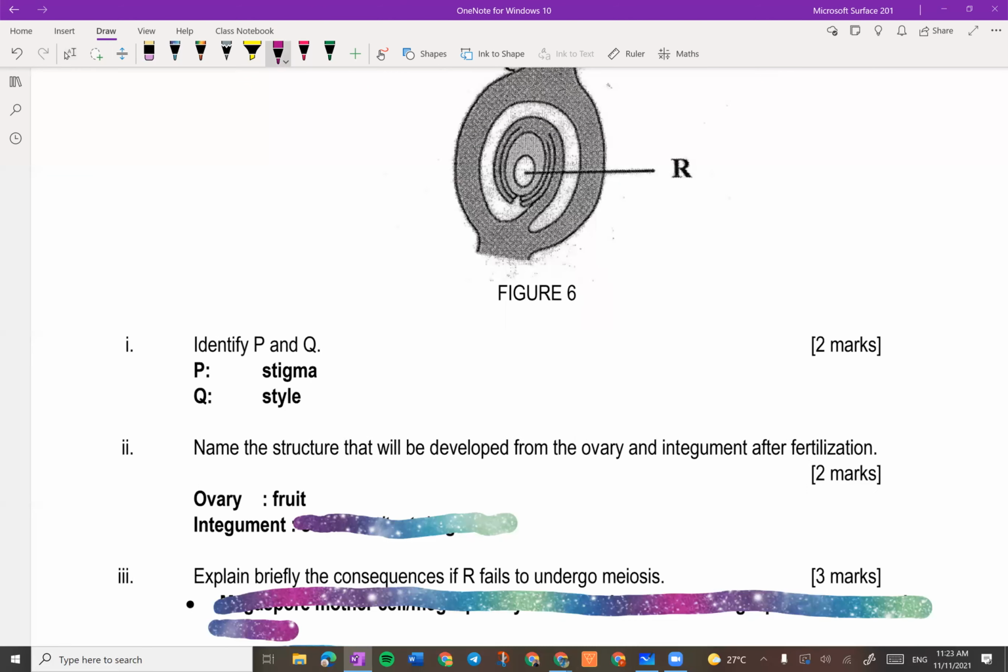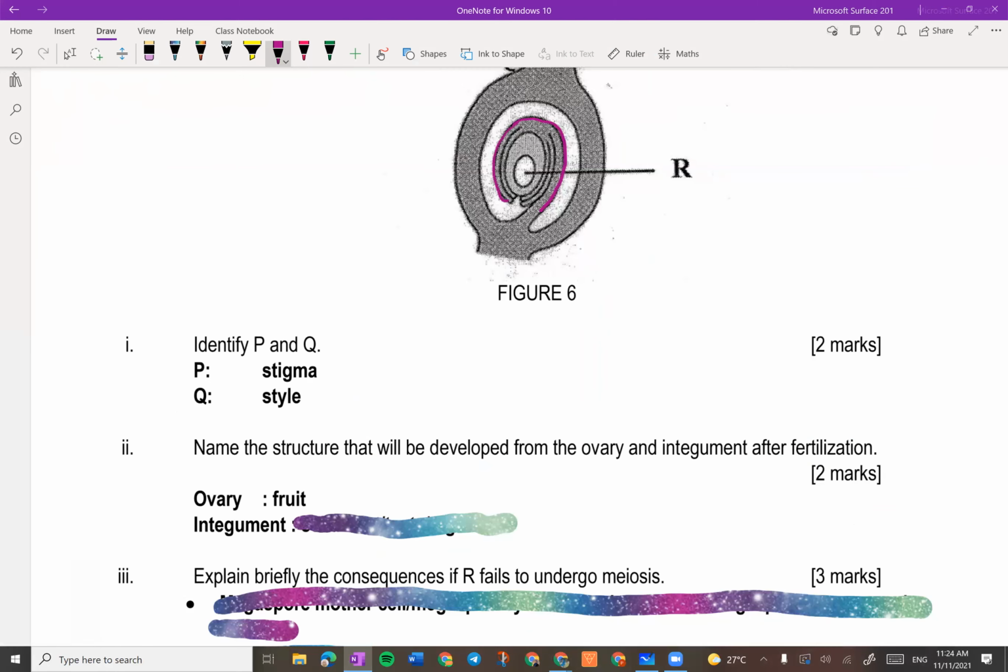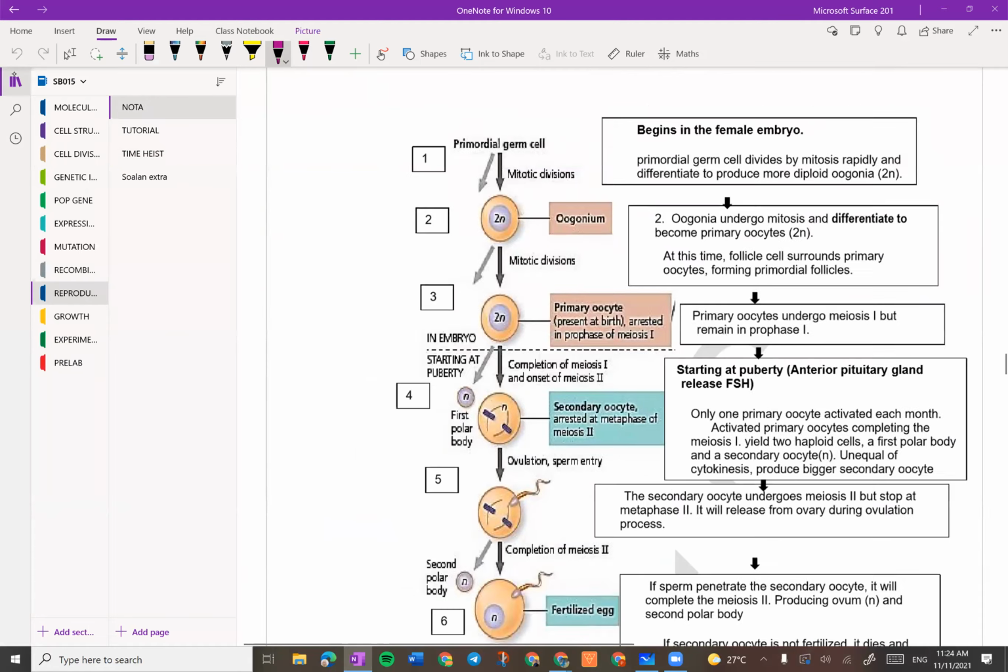Integument, cuba tengok nota sekejap. Integument kat mana? Dua ni kan? Ke saya salah? Tengok nota kejap. Integument kat mana? Am I right? Ini ovule. Sekejap. Check lah. I pun dah terconfuse.